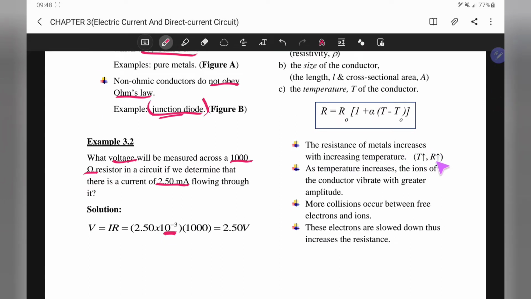So the resistance of metal increases with increasing temperature. At increasing temperature, R also increases. As temperature increases, the ions of the conductor vibrate with greater amplitude. More collisions occur between free electrons and ions. So these electrons are slowed down, thus increasing the resistance. This is how we explain it. By increasing the temperature, we have increased the vibration of ions and electrons inside the metal. The number of collisions increases, so it slows down the movement of electrons there, so the resistance increases.